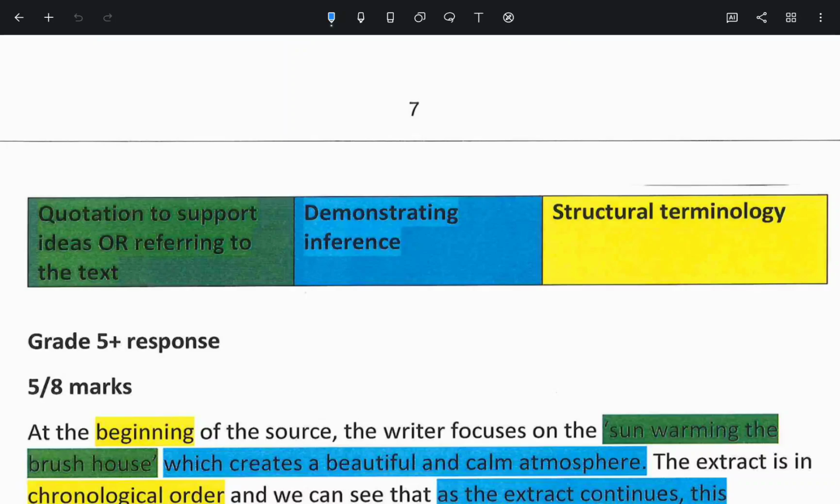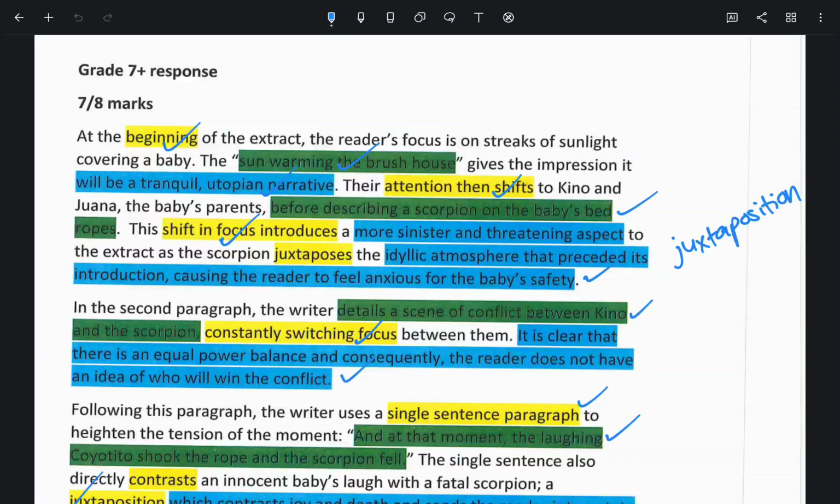So what you notice is the grade 9 answer will have a variety of the green, blue and yellow, and I'll show you how you get the top mark. So as you can see, students, we have a grade 9 answer. I know it says grade 7 plus response, but it's actually a grade 9 answer.